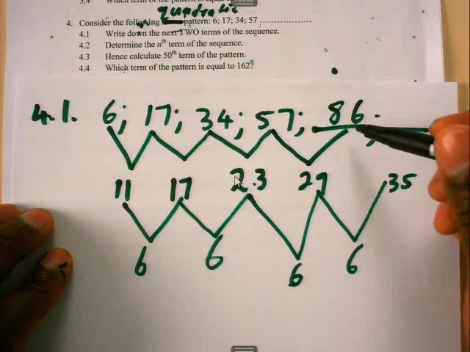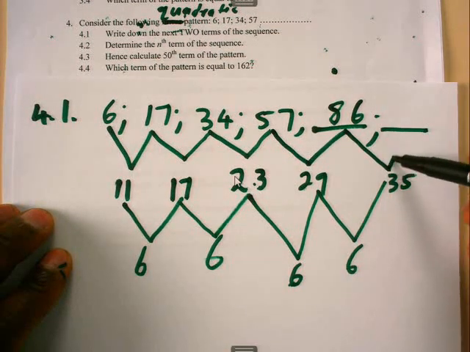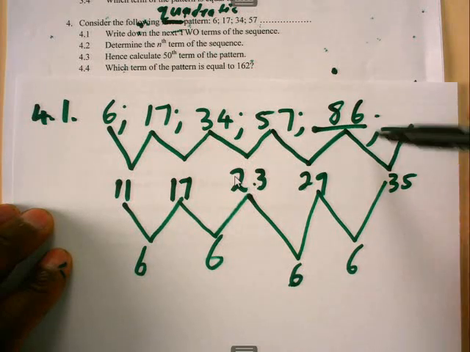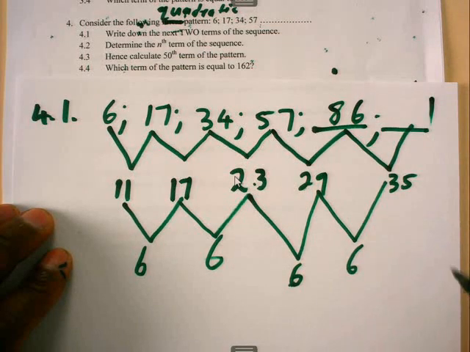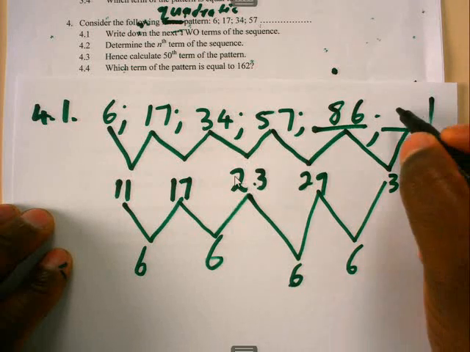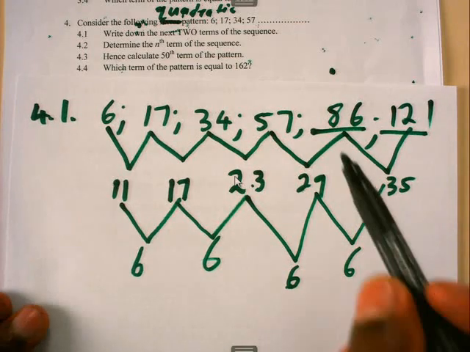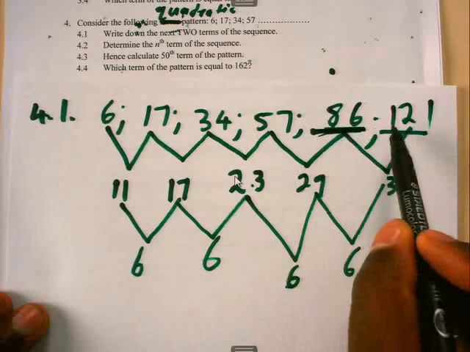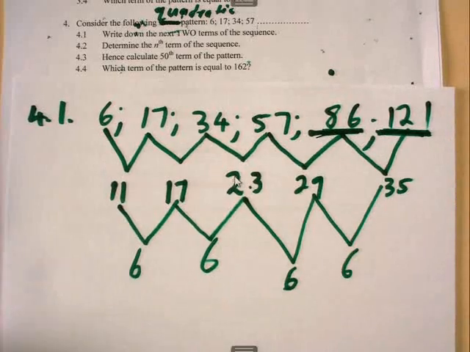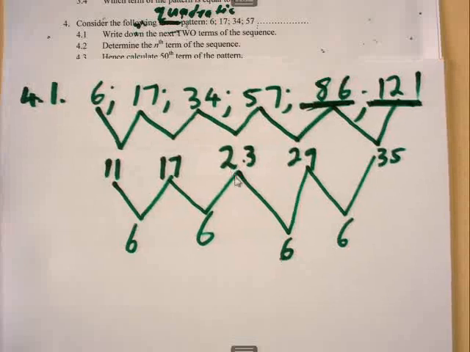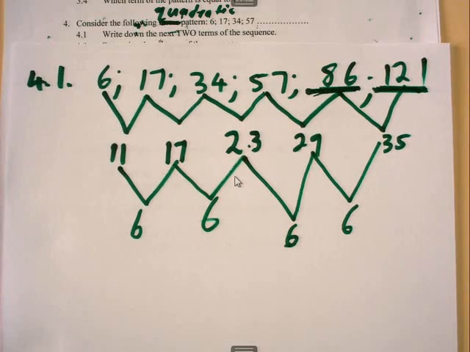To determine the last term, to 86 you add 35. 6 and 5 will give you 11, write 1 carry 1, 8 plus 3 is 11, plus the other one is 121. So the next 2 terms will be 86 and 121. Those are the next 2 terms of that quadratic number pattern. For 4.1, the next 2 terms of the sequence are 86 and 121.